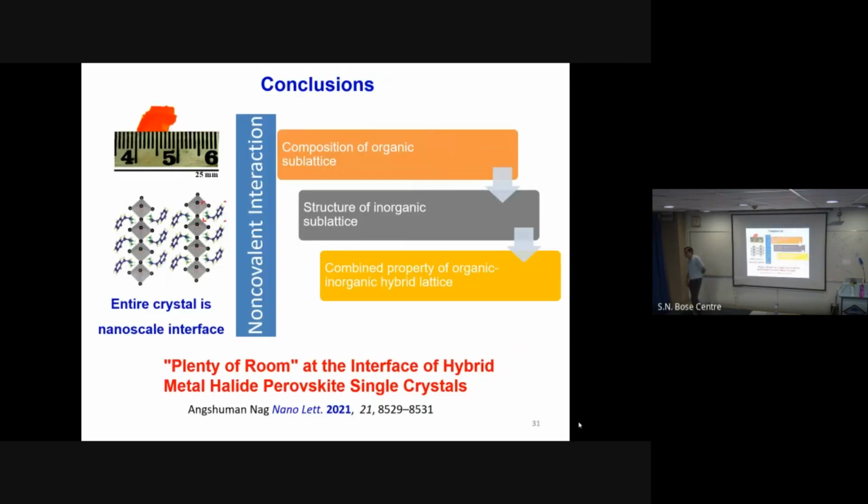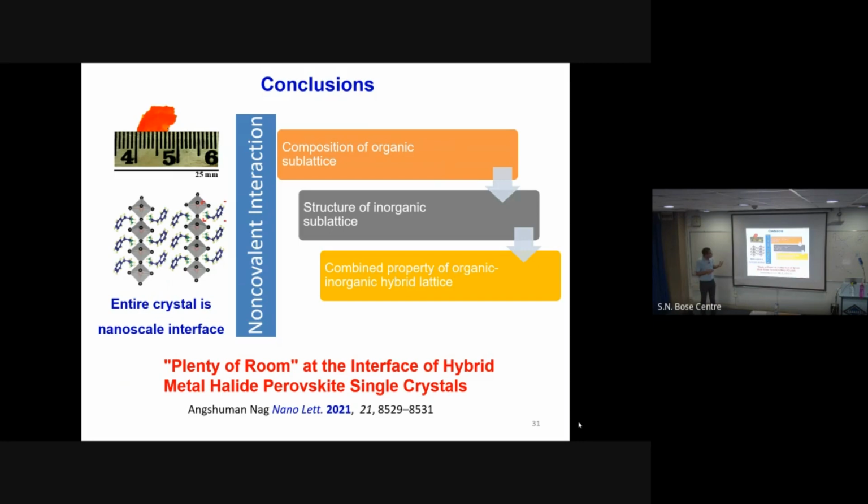So I come to the conclusion of this discussion. What I try to tell is that we can have this kind of big single crystal. Most of the data that I've shown here today, whether optical or otherwise, are coming from one single crystal. So when I have this big single crystal, within this single crystal, I have this kind of nanoscale interfaces. The entire crystal is nothing but nanoscale interface between organic and inorganic. And if I can design those nanoscale interfaces cleverly, we can introduce many new properties.